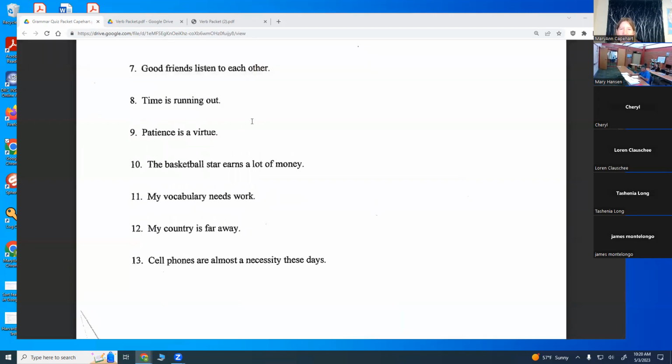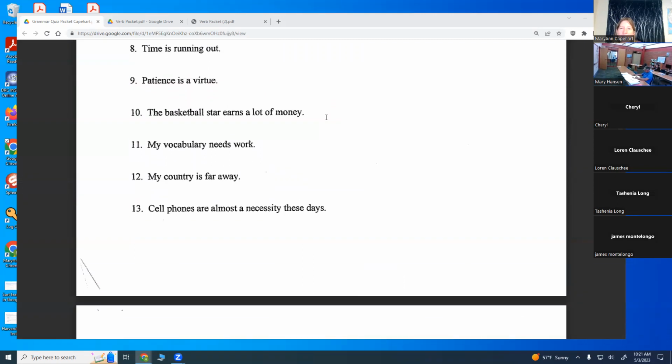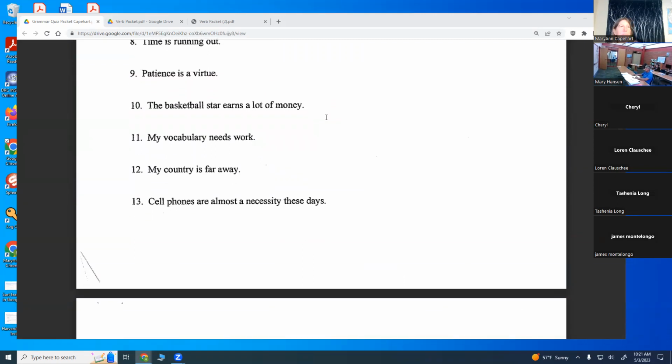Patience is a virtue. Subject? Object? Virtue. We're linking a subject with the quality description. The basketball star earns a lot of money. Subject. Good. Verb? Earns. That's right. Their action is earns. My vocabulary needs work. Subject? Vocabulary. Verb? Needs. Good.